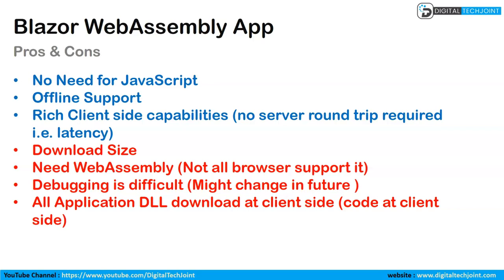However, while I'm recording this, there is a fair chance that Microsoft will come with some capability to debug at the client side, so it becomes easy for the developer to debug any issues. Then obviously your DLLs get downloaded at the client side, and unless you have a secure mechanism, they can be downloaded and exposed, and your code can be at risk. So these are the cons of Blazor WebAssembly.